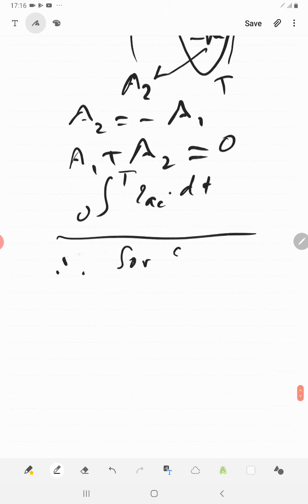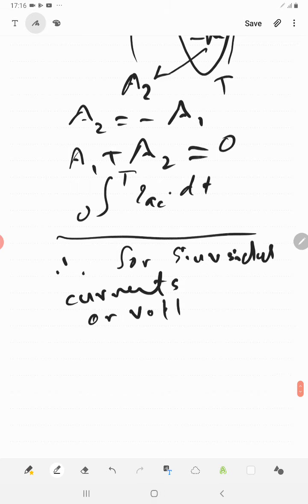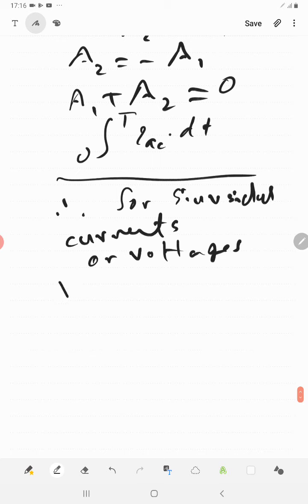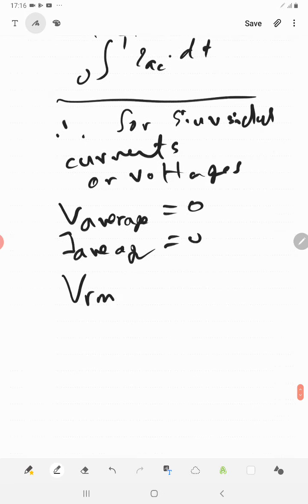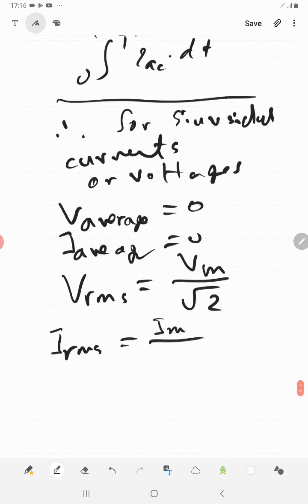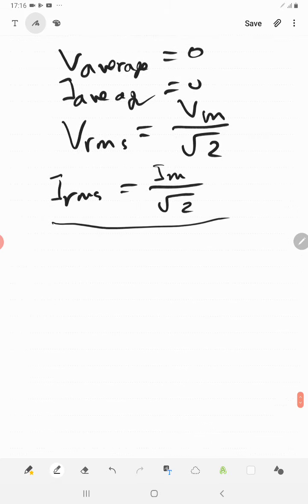Therefore, for sinusoidal currents or voltages, V average equals 0 and I average equals 0, but V RMS or effective value equals V maximum over root 2, and I RMS equals I maximum over root 2.